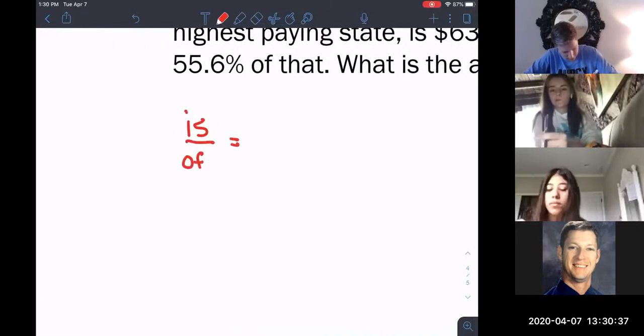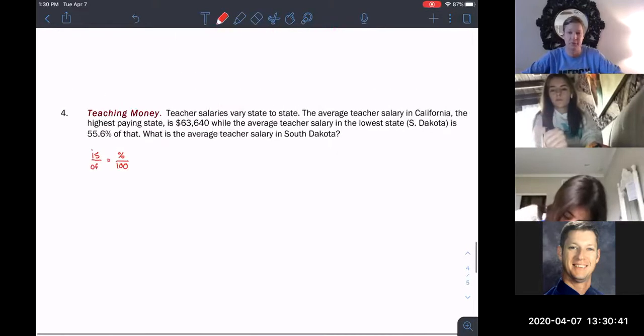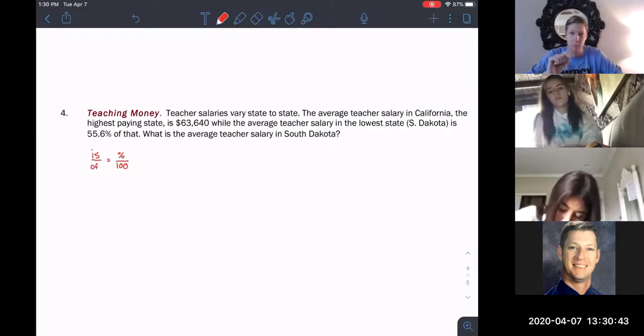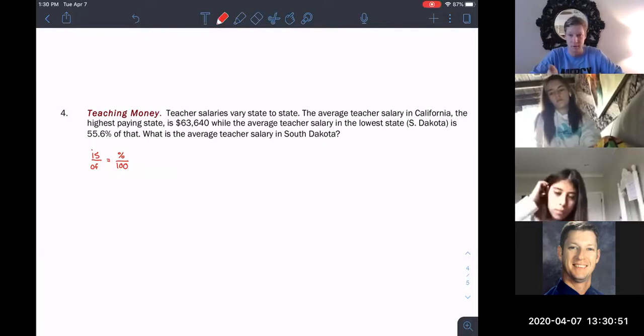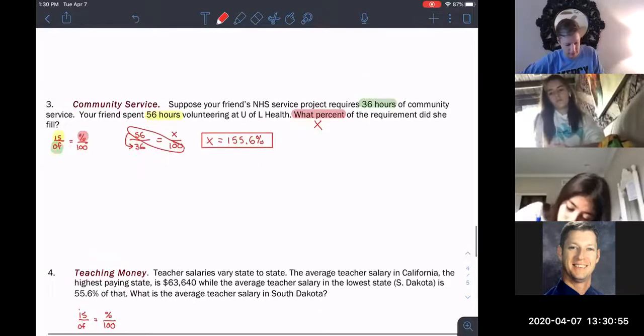Part over whole equals percent over 100. I always start with the percentage because it's really easy to determine if you have the percentage or not. If you have a percentage, the number is going to have a percent sign with it. If you don't have a percent sign on any of your numbers in the problem, then they're probably asking you to find the percent, like they did in number 3.